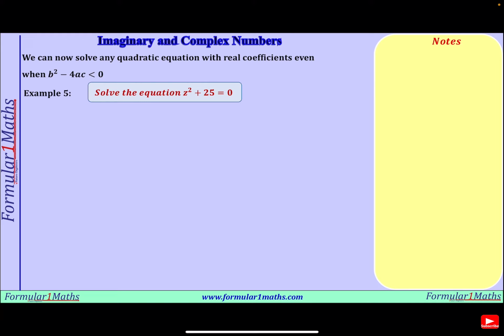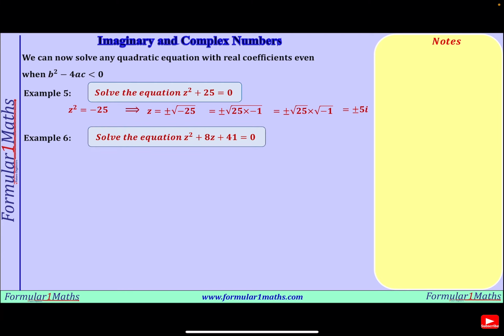If we do that, we're going to take 25 to the other side to get this. And then we find the square root to get plus or minus the square root of minus 25. This simplifies to plus or minus the square root of 25 times minus 1. And then this will give you that. And finally you get plus or minus 5i.